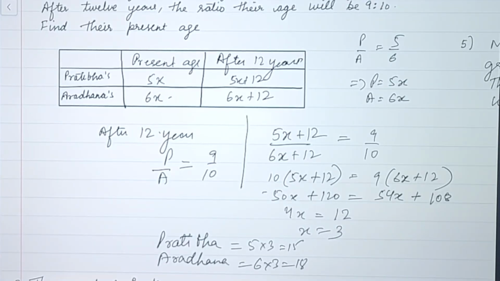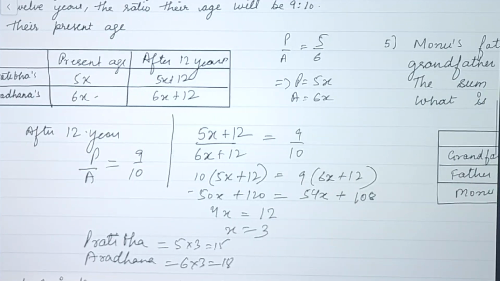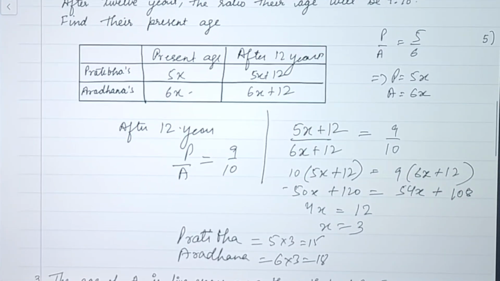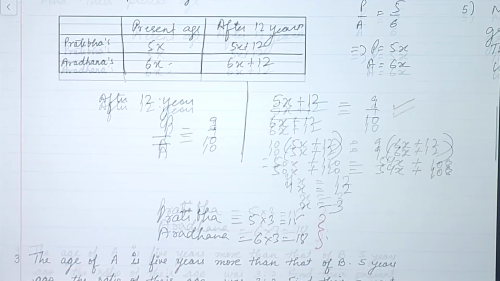And if we want to check whether our relationship is right or wrong, we can check it. 15 plus 12 will give you 27 and 18 plus 12 will give you 30. If you divide 27 by 30, you get 9/10, which is the correct answer. So we have done the correct calculation and this is our required answer. Let's move on to the next question.